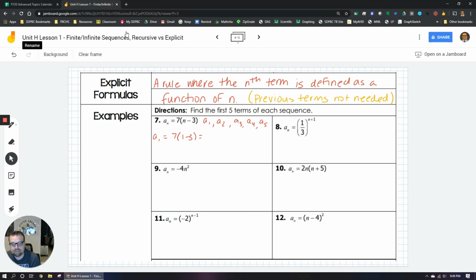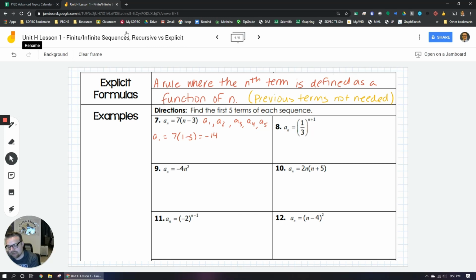So in the parentheses was what you do first. 1 minus 3 is negative 2. And 7 times negative 2 is negative 14. So that's the first term of this sequence. Okay. Notice how this problem is different from the ones we've been doing because you don't have any other terms and you don't need any of the other terms in order to find anything else in the sequence. Okay.